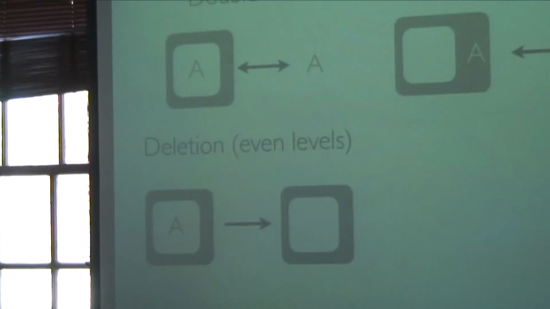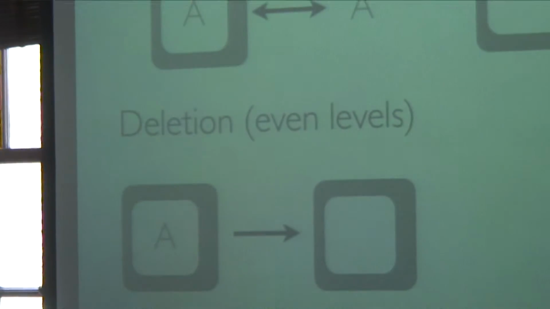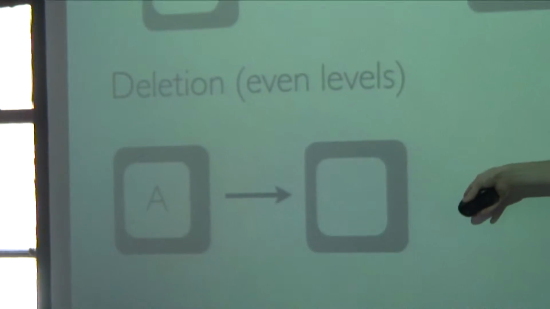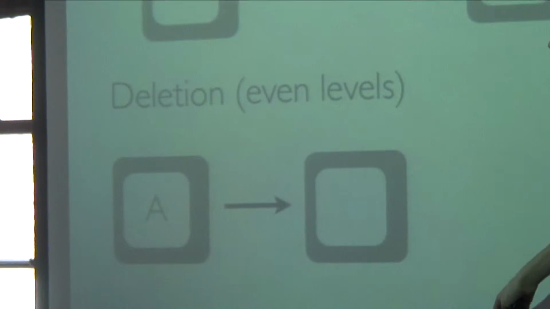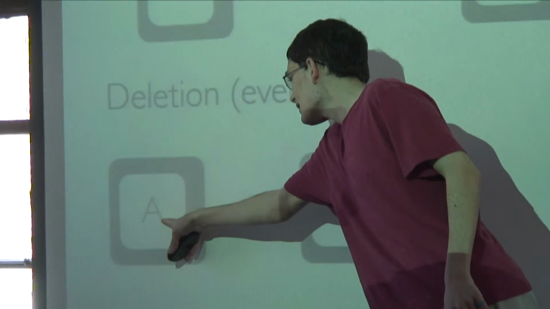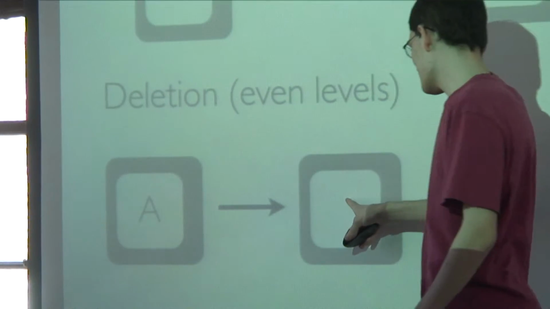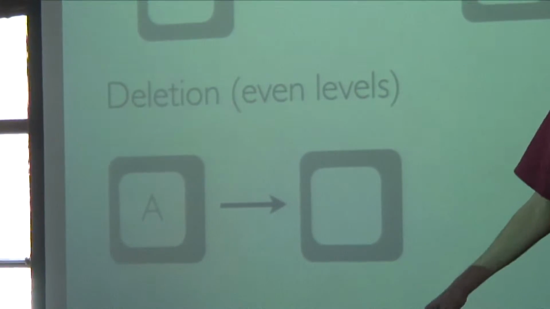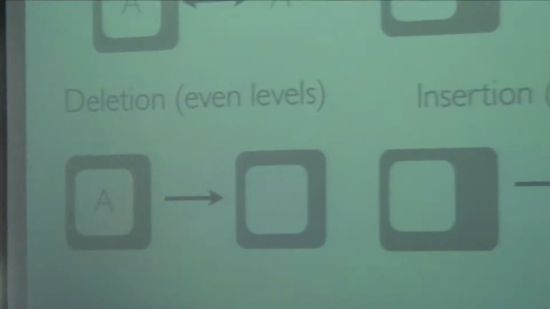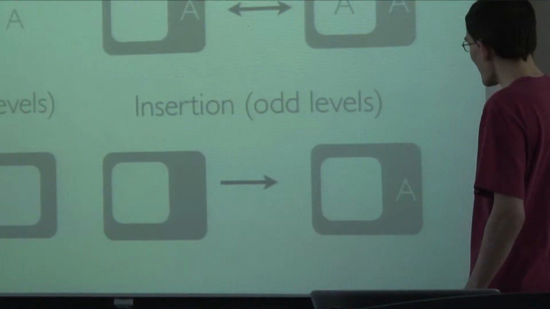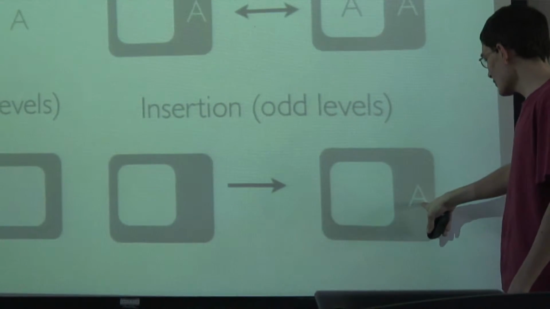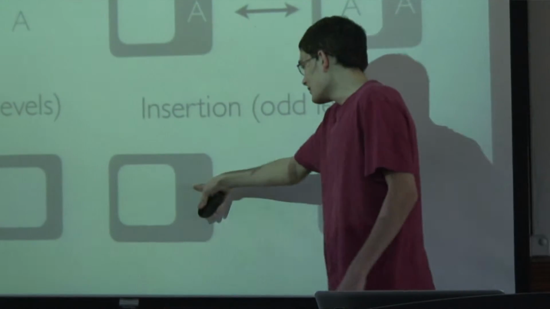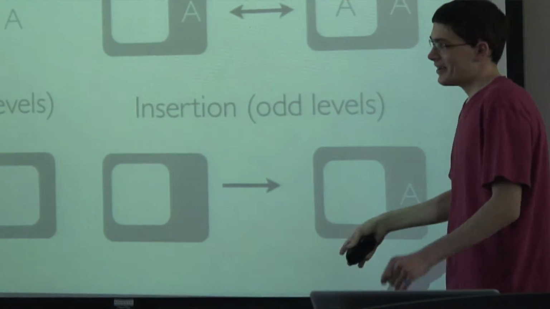The third rule is deletion. You can only delete stuff on even levels. So you can delete stuff on the raw canvas, but that would be kind of hard to show. And you can also delete stuff on this second level down, and now there's nothing there anymore. And the final rule is insertion. You can add whatever you want on odd levels. So there's blank, and there you have an A.